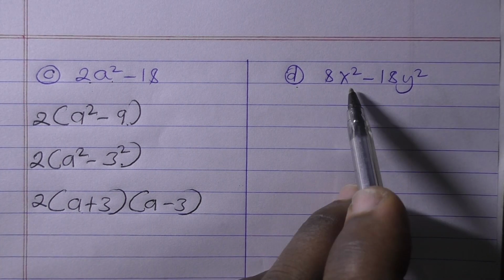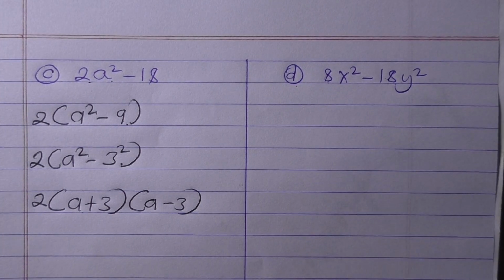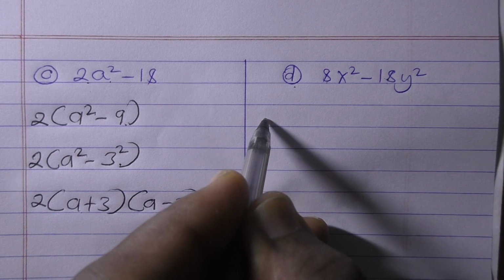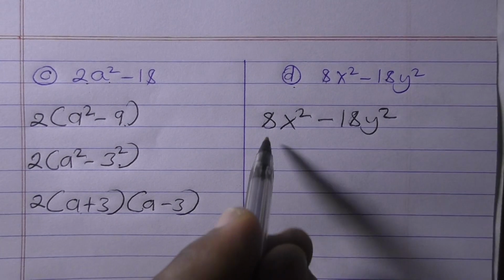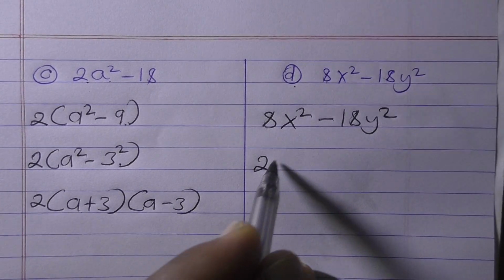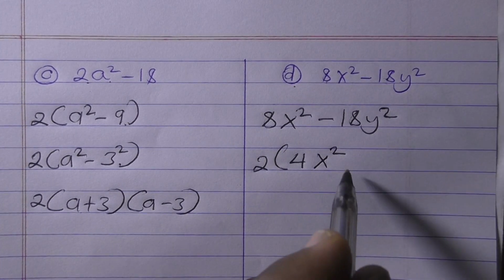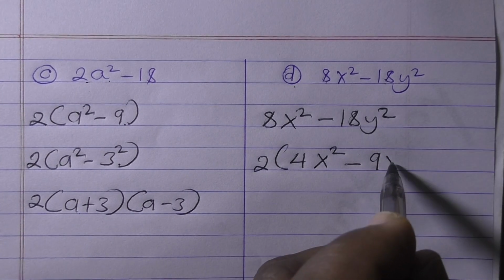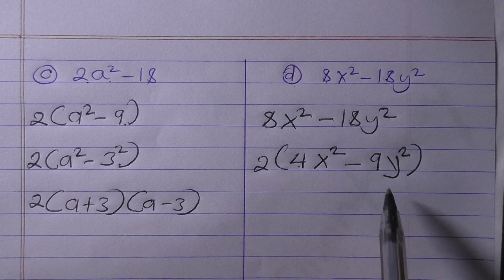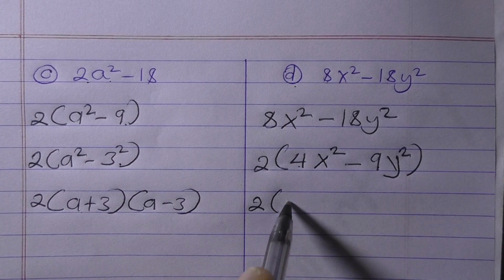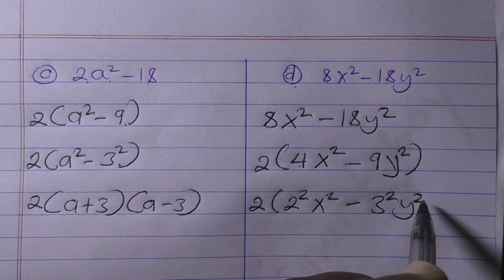Then the same applies to part D. We cannot have 18 as a square, but we have a common factor, which is a 2. So we have 8x squared minus 18y squared. The common factor is a 2. So when we take a 2 outside, we remain with 4x squared minus 9y squared. And now we change the 4 and the 9 into squares. So that gives us 2 into 2 squared x squared minus 3 squared y squared.